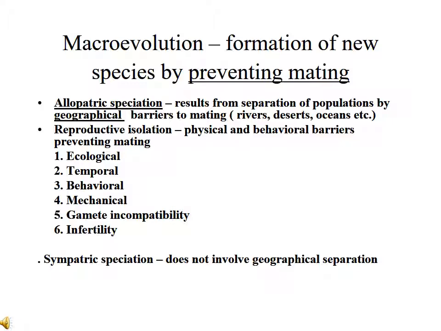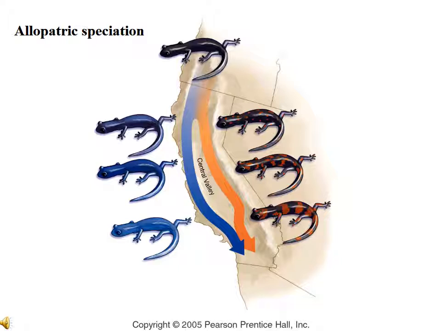And then we're going to be looking at the reproductive isolation that results from allopatric speciation, the physical and behavioral barriers that really prevent mating. And these are ecological, temporal, behavioral, mechanical, gamete incompatibility, and infertility, and we will touch on all of these in a moment. Sympatric speciation does not involve geographical separation. That's a minor area with respect to how macroevolution evolves. Let's look at allopatric speciation.